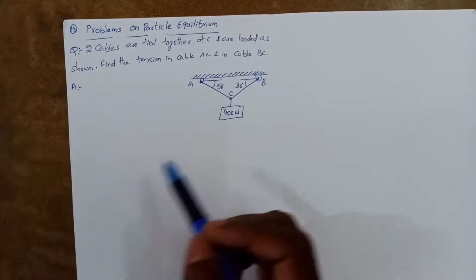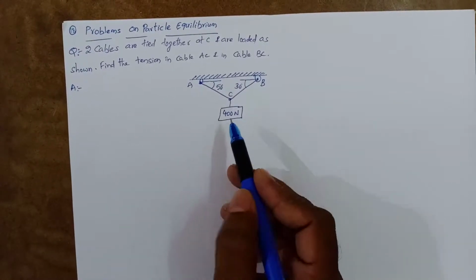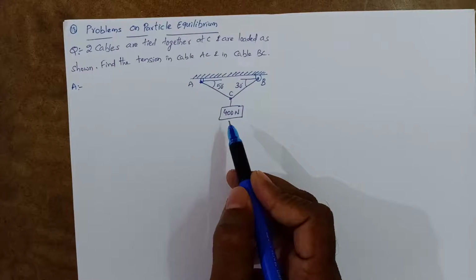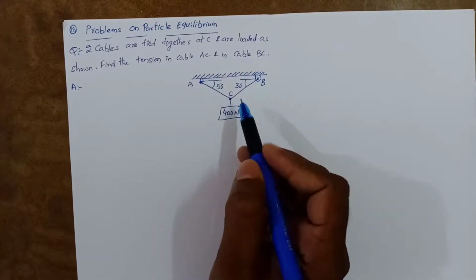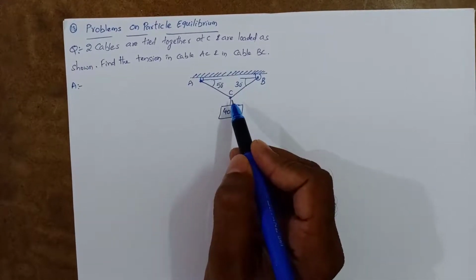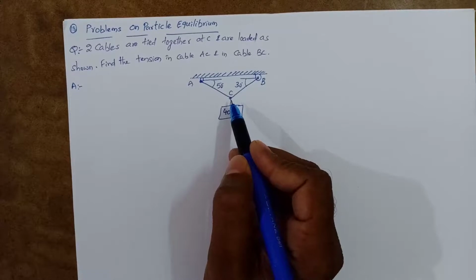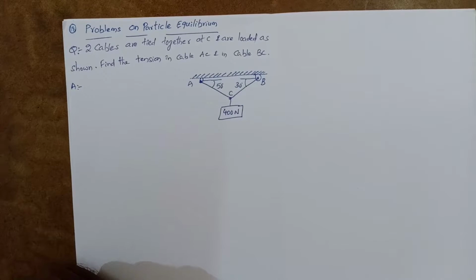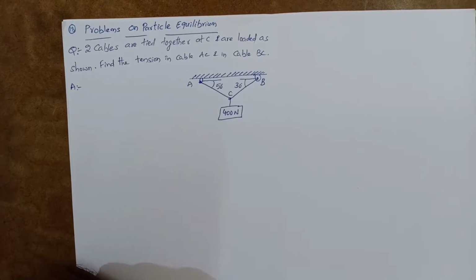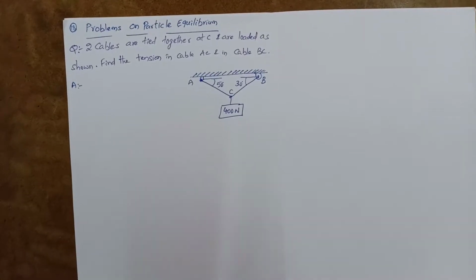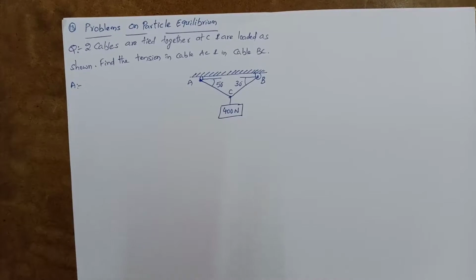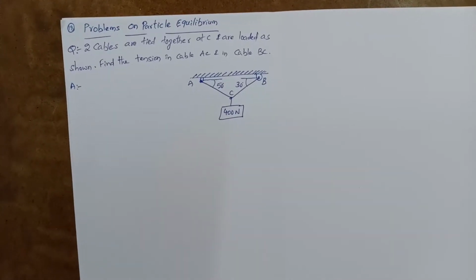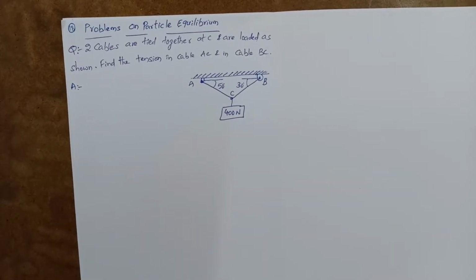So here in this problem, the weight 400 Newton is supported with the help of these two cables such that point C is in equilibrium. Since at point C it is in equilibrium, we can draw the free body diagram for point C and then solve for the unknowns. Let us analyze the problem now by drawing the free body diagram.